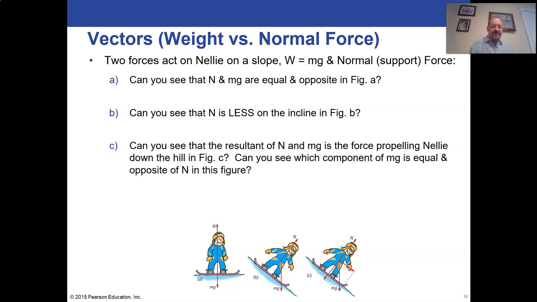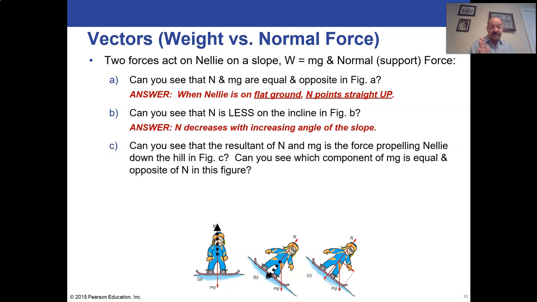As you tilt the ground in figure B, it says, can you see that N is less on the incline with figure B? Well, now the ground is not able to put as much force against her because the ground is tilted. And therefore, the N is going to be less. The normal force is going to be less. The weight doesn't change. She still weighs the same amount pulling her down. But if you look at it, you can see the weight is written straight down. But if you imagine a world where you're looking from the angle of the slope, so let's say you're standing on the slope, weight doesn't look like it's straight down. Weight looks like it's at an angle.